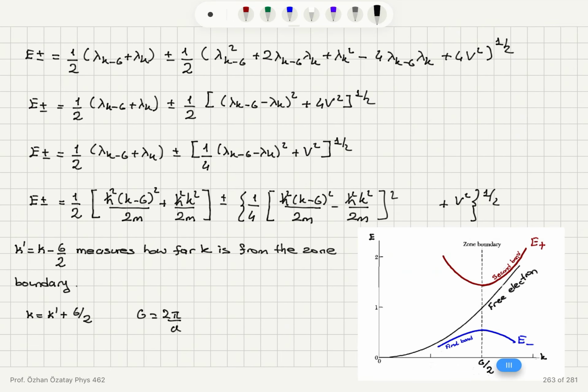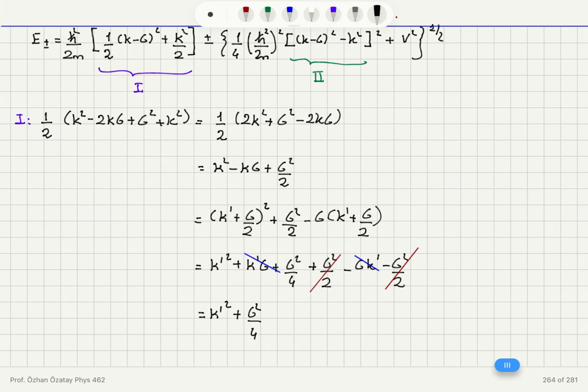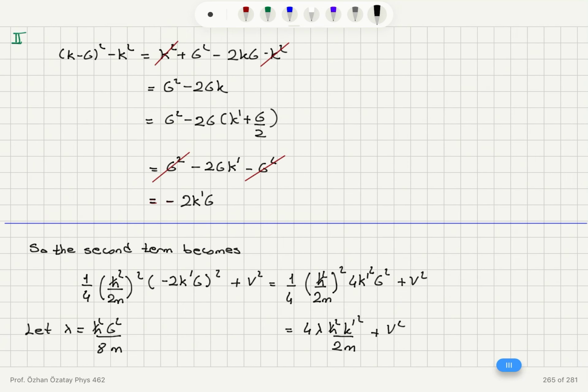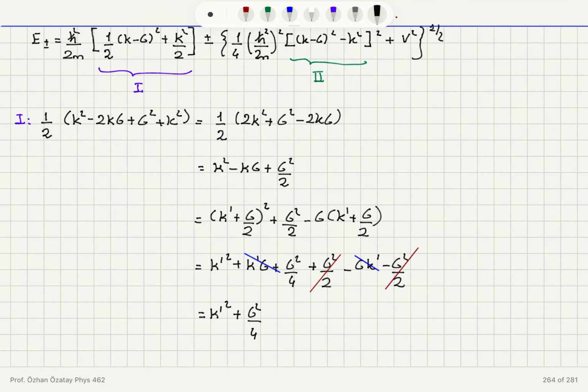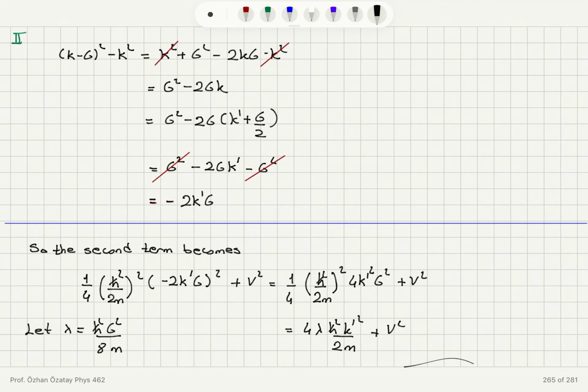For the second term, I have (k minus g) square minus k square. That is k square plus g square minus 2kg minus k square. The k squares cancel. It is g square minus 2g times k, and for k, I substitute k prime plus g over 2. And that gives me minus 2gk prime minus g squared. The g squares cancel and I obtain minus 2k prime g. So the second term becomes here.